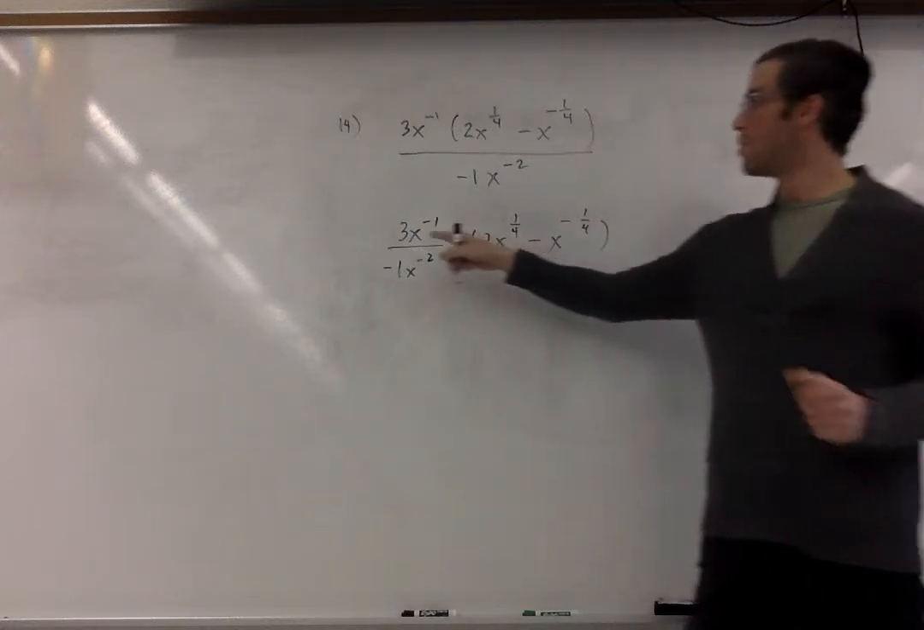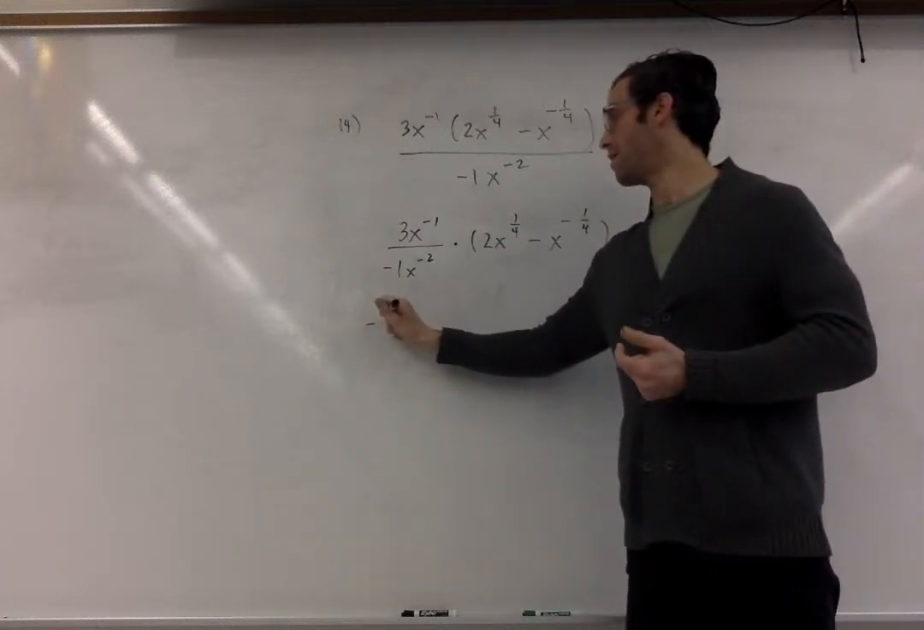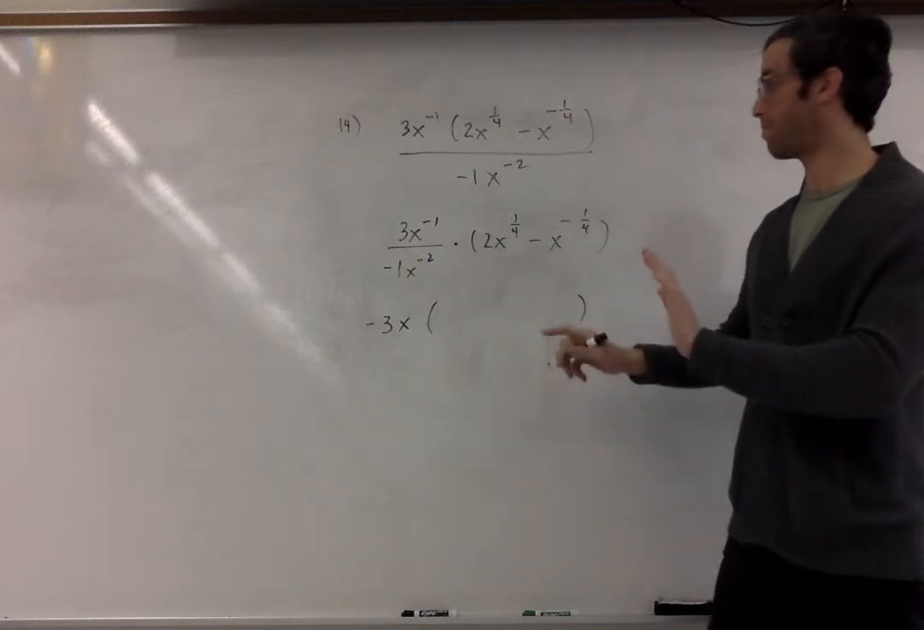Right? 3 divided by negative 1 is negative 3. And then with the exponents, you can think about that many ways. But it's just going to be x to the first. Right?